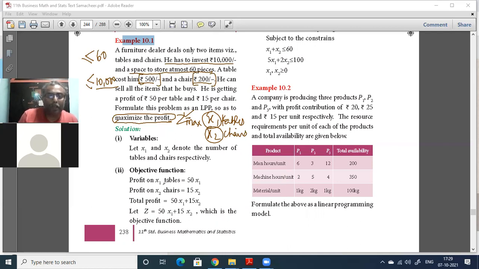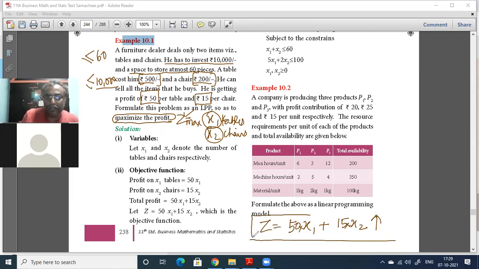The profit on x1 tables. What is the profit on x1 tables? He is getting 50 rupees profit per table. Suppose he is selling x1 tables, then the profit on each table is 50 rupees. Then the profit on every chair is 15 rupees. So if he is selling x2 chairs, each chair gets a profit of 15 into that one. So this one plus this one should be maximized. So Z is equal to the objective function you have arrived at already.